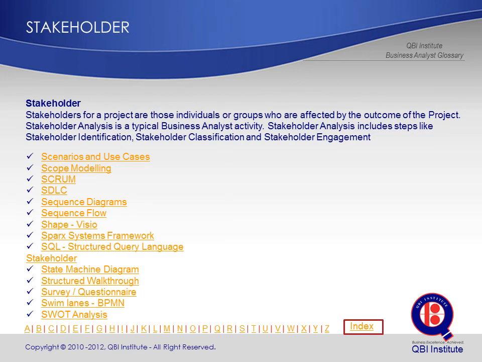Stakeholder. Stakeholders for a project are those individuals or groups who are affected by the outcome of the project. Stakeholder analysis is a typical business analyst activity. Stakeholder analysis includes steps like stakeholder identification, stakeholder classification, and stakeholder engagement.